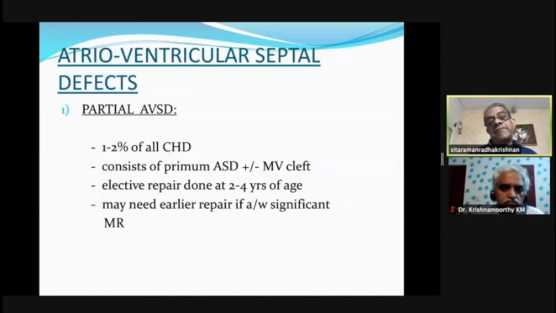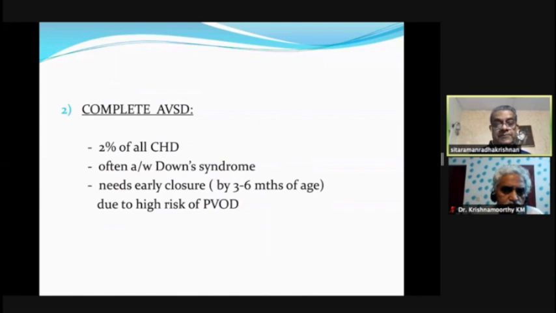We then go on to atypical type of ASDs, that is the partial atrioventricular septal defect, which I told you never closes. No devices can be used, but typically they present like atrial septal defect. So one can have the choice of closing it electively by 2 to 4 years of age. Some of them will have significant mitral regurgitation through a cleft in the mitral valve, again, all defined by echocardiography, which may require earlier treatment.